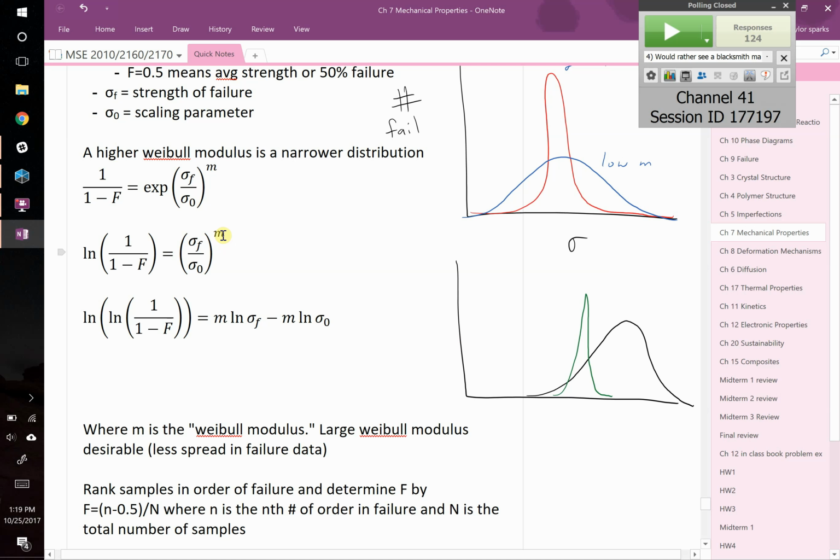So here's how it works. How do you practically do this when you're actually making components? The first thing you do is rank your samples in order of failure. How do we define F? We define F as equal to small n minus 1/2, divided by big N. Small n is the rank at which it failed. Big N is the total number of samples. Let's pull this up on a spreadsheet.